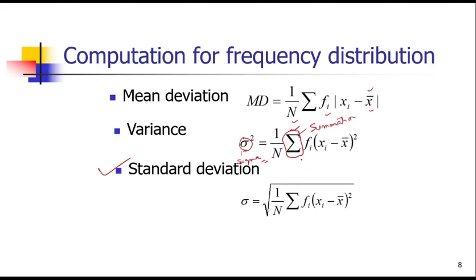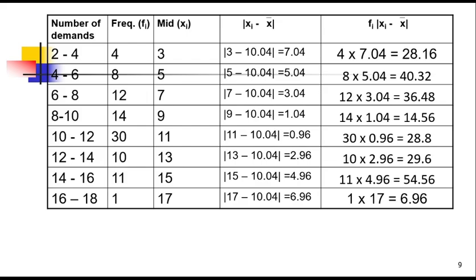Sigma. Okay, let us proceed forward. So we have the data set. This is the data set that we have: number of demands for rooms.